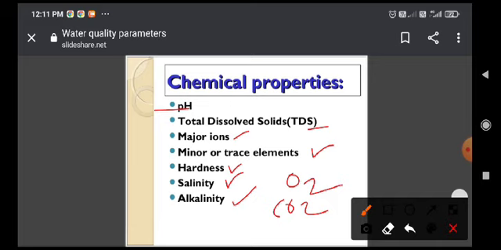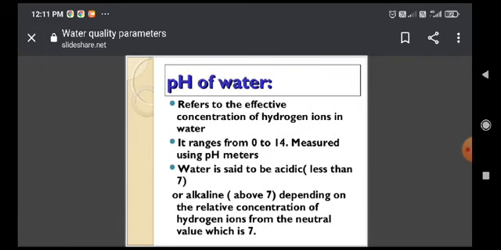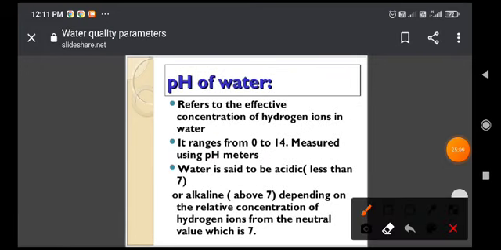So the first factor is simply called pH. The pH refers to the effective concentration of which ion? Hydrogen ion in the aquatic medium, and it always ranges from 0 to 14. So we know acidic, basic as well as neutral pH. It is measured with the help of a pH meter.